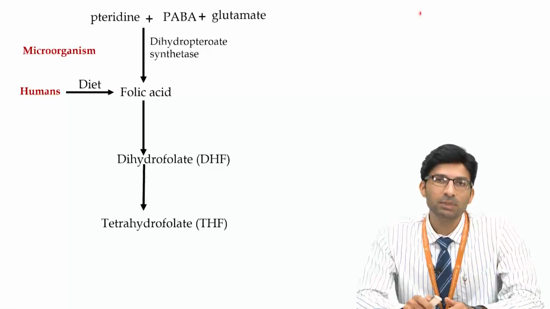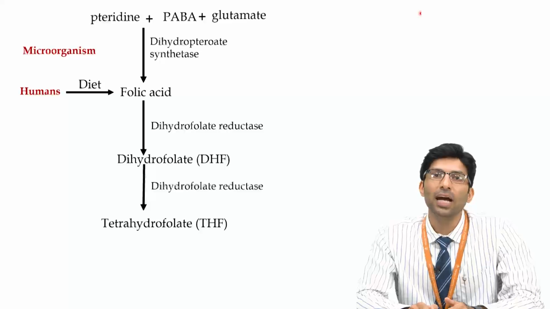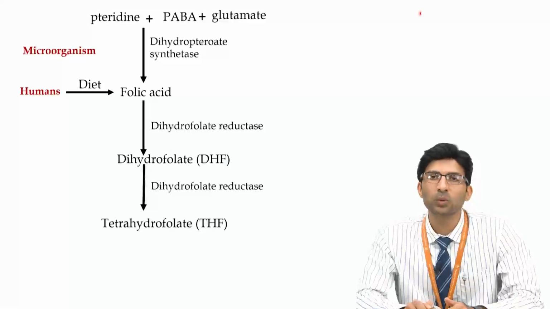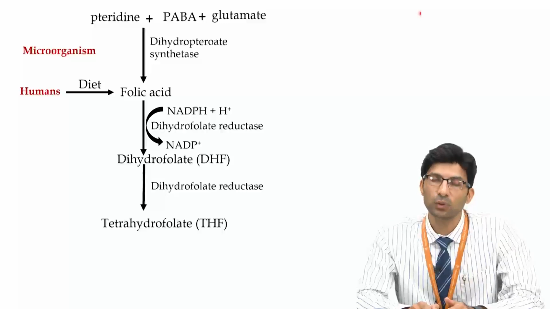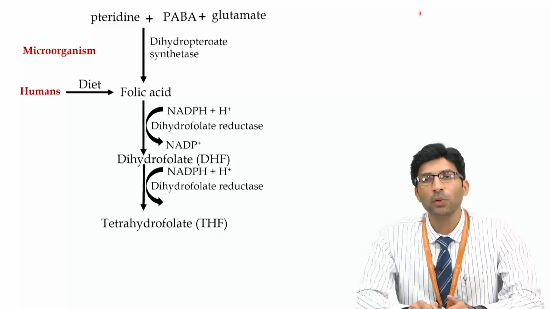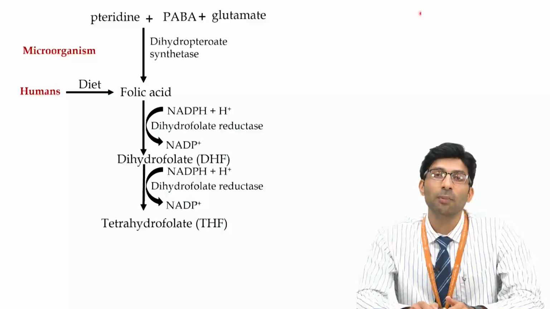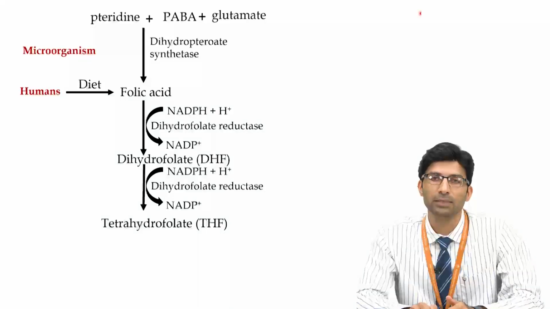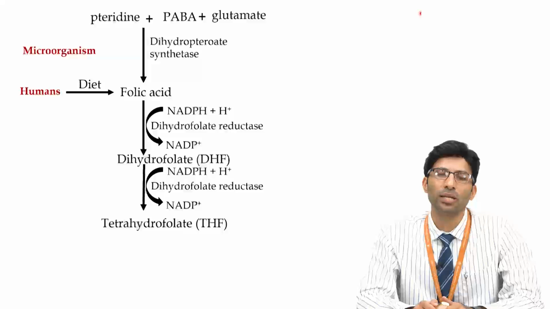by action of a specific enzyme called dihydrofolate reductase. It's a two-step process, the same enzyme being used in both these steps, and it also requires NADPH as a reducing equivalent. By now you will know that NADPH we get from the HMP shunt, which is the major source of this reducing equivalent NADPH. But what is this tetrahydrofolate?